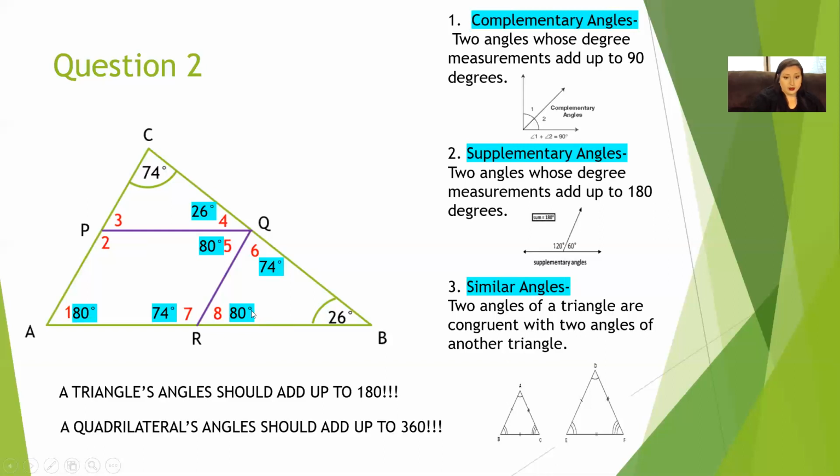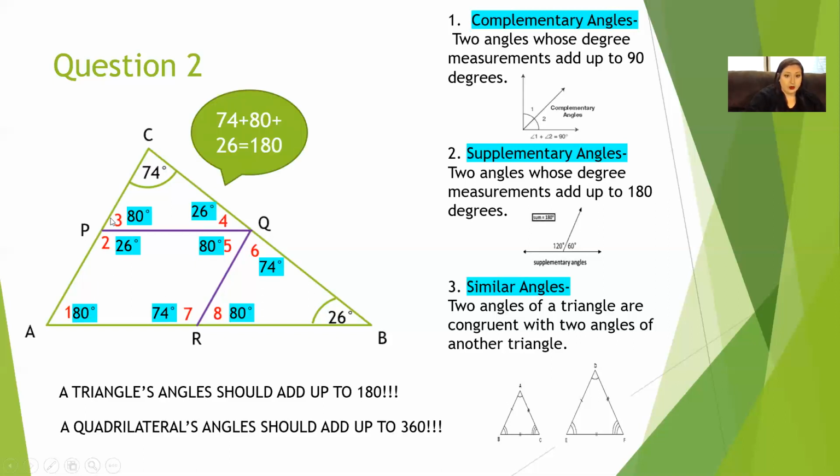And with knowing this, we know that triangle B and triangle C are similar angles, so we know that angle 8 is 80 degrees, so that's going to make angle 3 80 degrees also. And angle 4 right here is 26 degrees, so its complementary angle is going to be angle 2 over here, which is also going to be 26 degrees. And we're going to check our work.